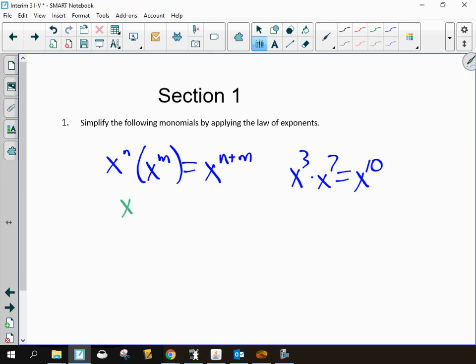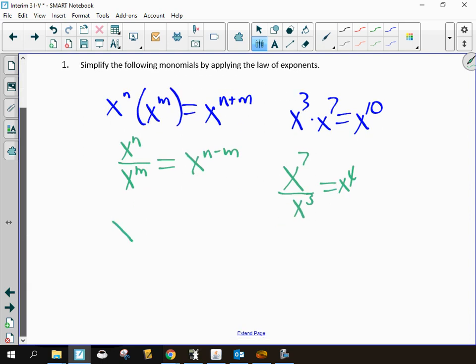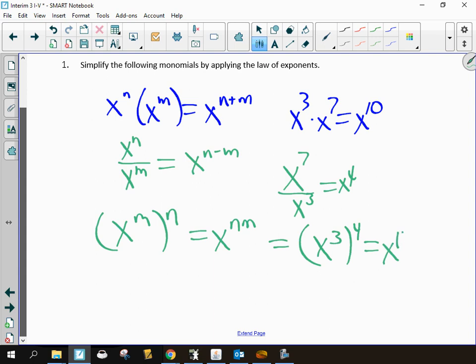The flip side of that is if you divide two numbers that have exponents in the same base, you subtract the exponents. So for example, x to the seventh divided by x to the third is x to the fourth. And when you raise a power to a power, which is something inside the exponents, you multiply. So x to the third all raised to the fourth power is x to the 12th. So let's apply those rules here.